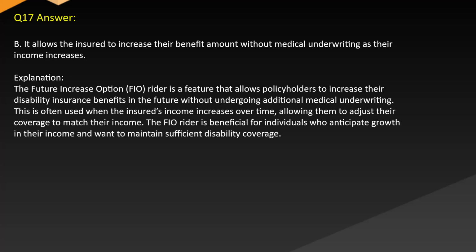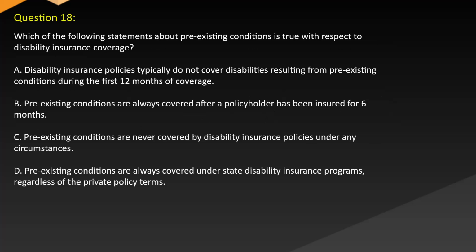Explanation: The future increase option (FIO) rider is a feature that allows policyholders to increase their disability insurance benefits in the future without undergoing additional medical underwriting. This is often used when the insured's income increases over time, allowing them to adjust their coverage to match their income. The FIO rider is beneficial for individuals who anticipate growth in their income and want to maintain sufficient disability coverage.